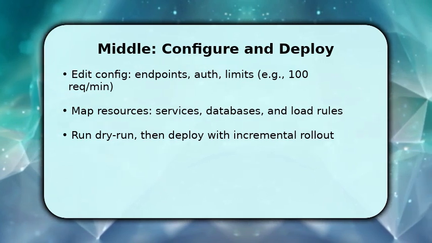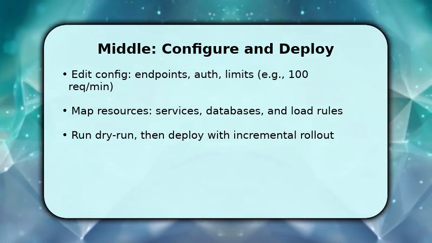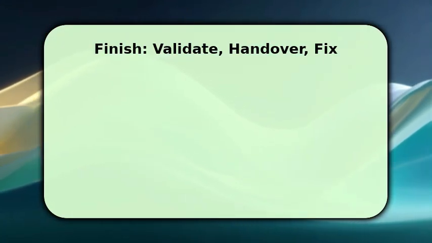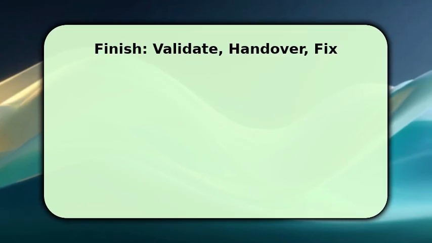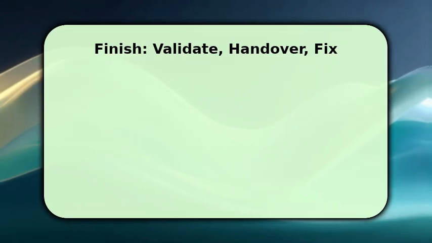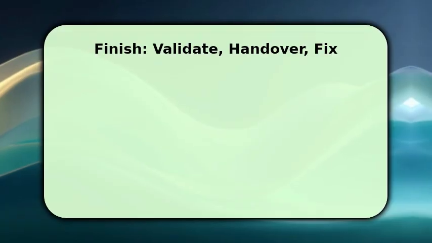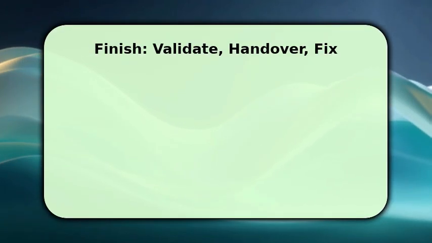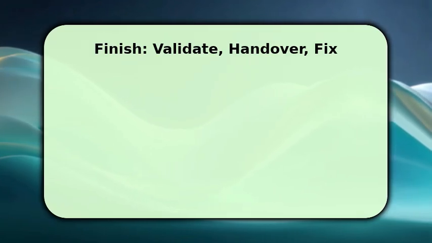Make sure to monitor metrics in real time and adjust thresholds as needed. To complete the process, validate every part. Run health checks, confirm latency and error rates are within targets, and test key user journeys end-to-end. Once stable, export the final config, document the state, and hand over credentials to stakeholders so operations can continue.